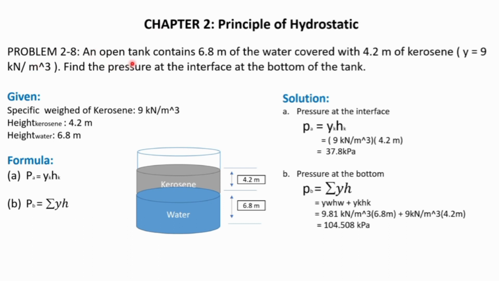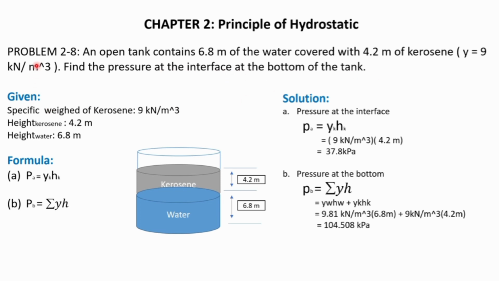An open tank contains 6.8 meters of water covered with 4.2 meters of kerosene. The specific weight of kerosene is 9 kilonewtons per cubic meter. Find the pressure at the interface and at the bottom of the tank.